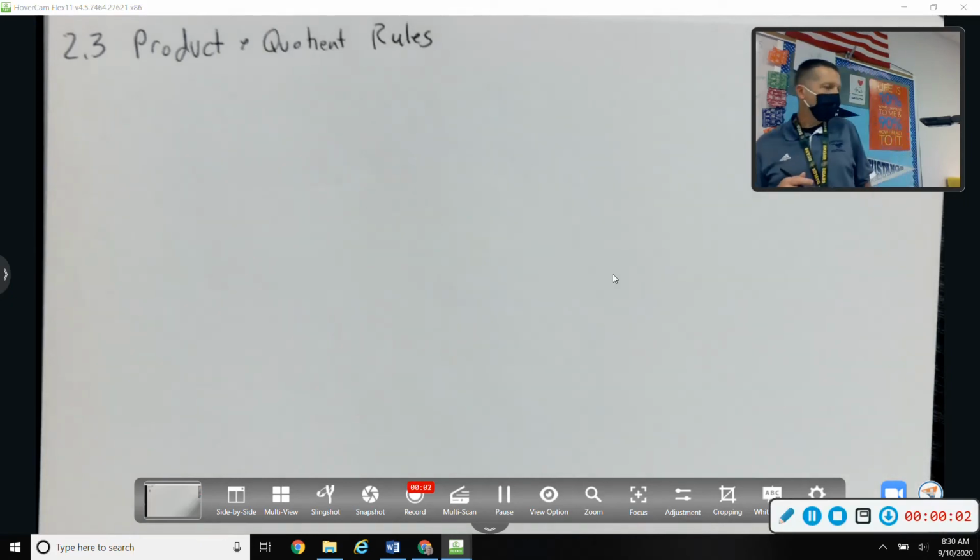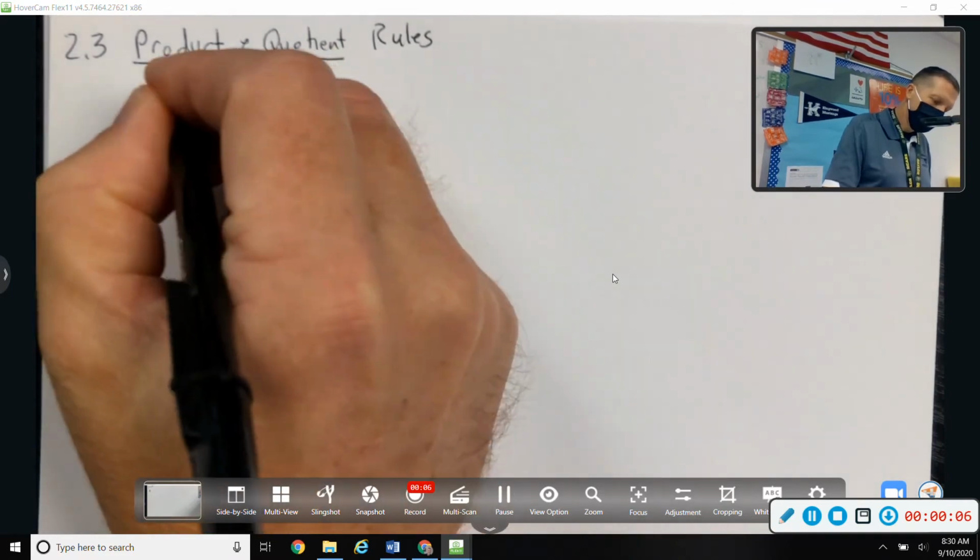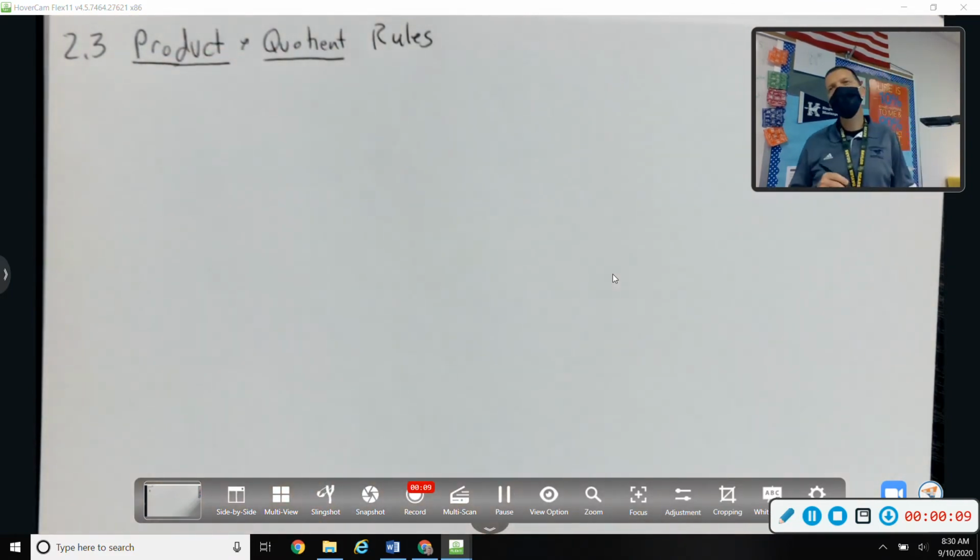All right, 2.3, product and quotient rules. Super important. Again, we'll use these all year. In fact, this whole unit is stuff that we'll use all year. So if you don't get it now, the issue is going to compound as we go on. I guess that's truer in math than most other courses.